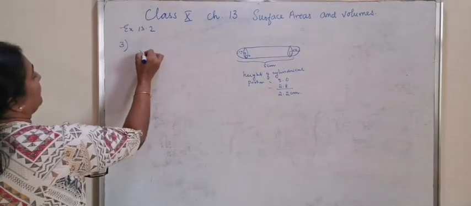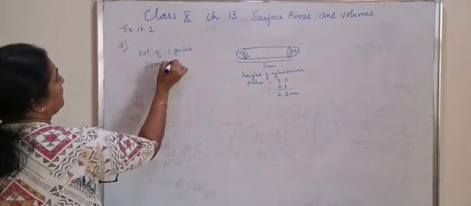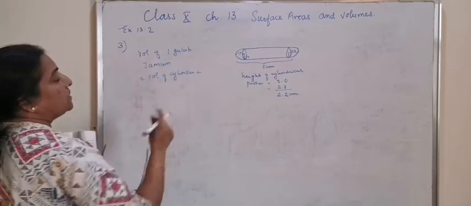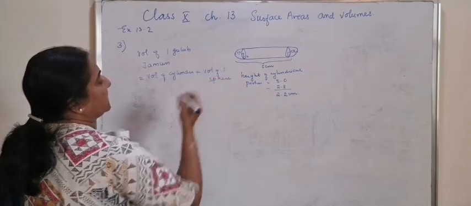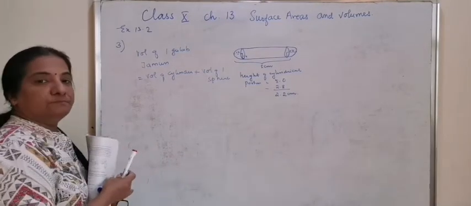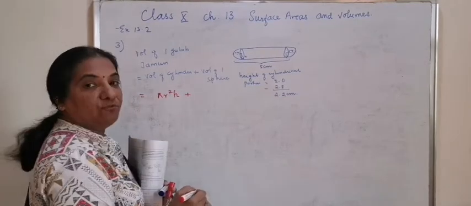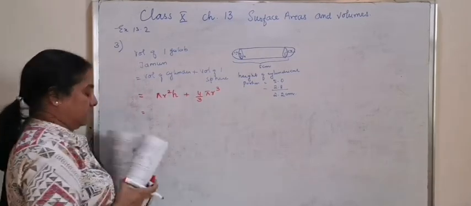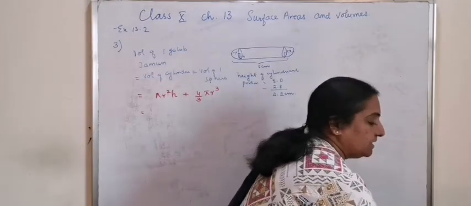Volume of one gulab jamun is equal to volume of cylinder plus two hemispherical ends will make volume of one sphere. Let's substitute the formula. Volume of cylinder is pi r square h plus volume of one sphere is 4 by 3 pi r cubed, and use pi as 22 by 7 because it is not mentioned in the question.